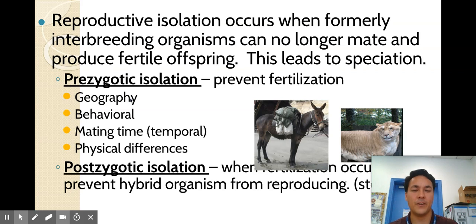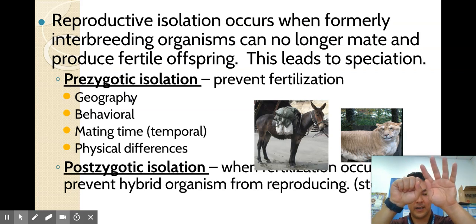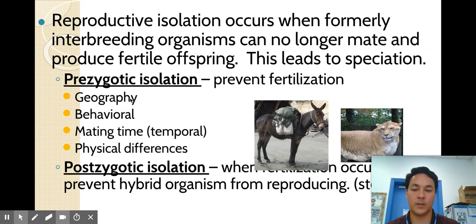So let me review. I think I'm getting a little lag towards the end of this video. Geographical isolation: two populations of the same species are separated. Over time, they undergo enough evolution that, let's say, when they get back together, now they won't mate. They don't like each other, or they're just not receptive to each other.